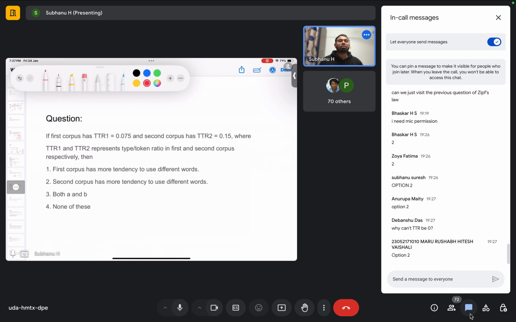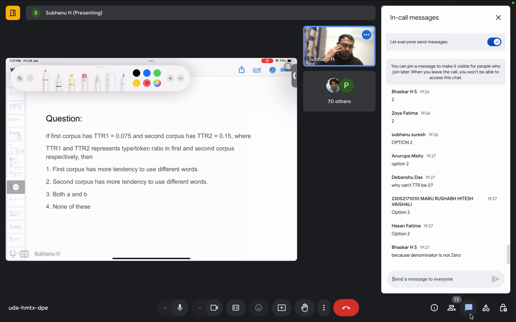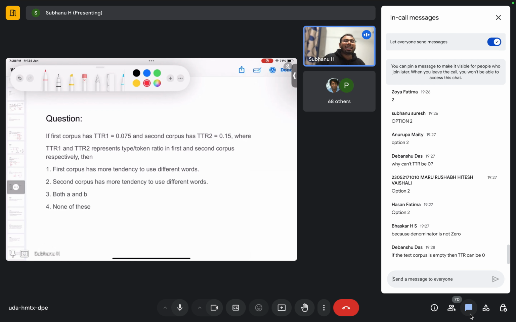Okay, Devanshu is asking why TTR cannot be 0? I am also saying that TTR can't be more than 1. Suppose you have a sentence, I am a good boy, where all the words are unique: I unique, am unique, are unique, good unique, boy unique. So here TTR, type to token, is like 7 by 7. Suppose there are 7 words, and all are unique. And you are asking why TTR can't be 0? How can it be 0? There must be something. Can you give me a situation, or an example where you think TTR will be 0?